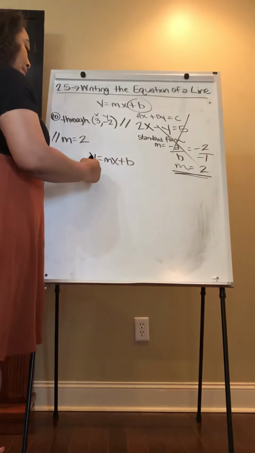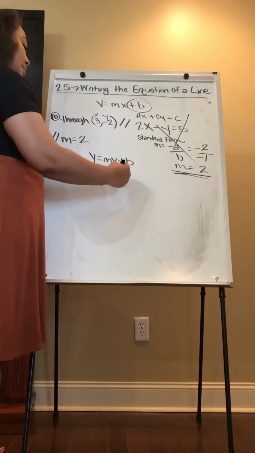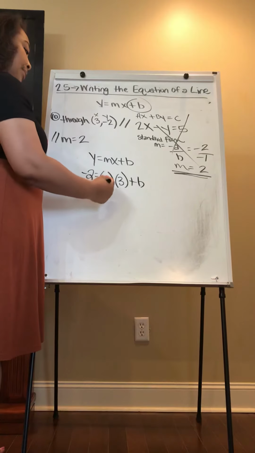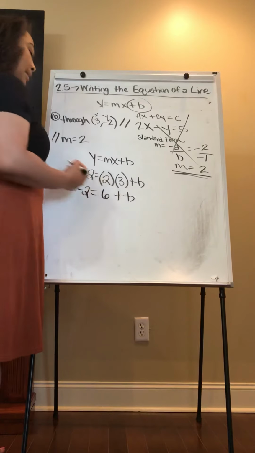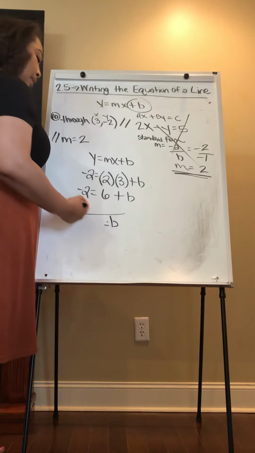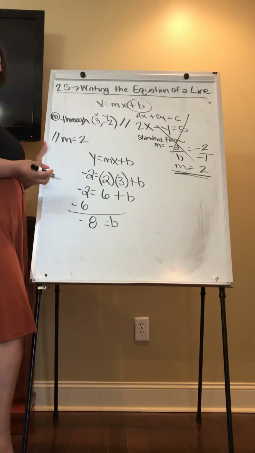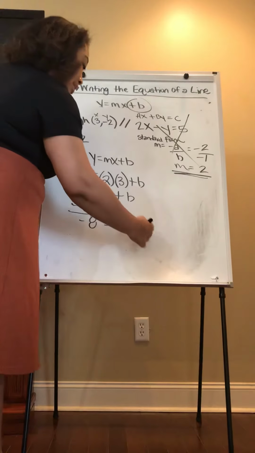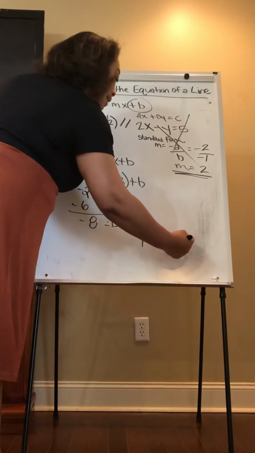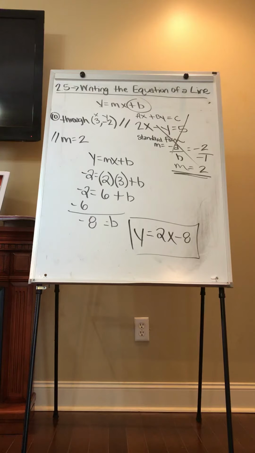So my y is a negative 2. The parallel slope is 2. The x is 3. And we're solving for b. So negative 2 will equal 2 times 3 is 6 plus b. Get b by itself. You're going to subtract 6. Negative 2 minus 6 is a negative 8. So this line is going to cross at negative 8. So the equation would be y equals, my slope is 2x, my y-intercept is minus 8. That would be my equation.